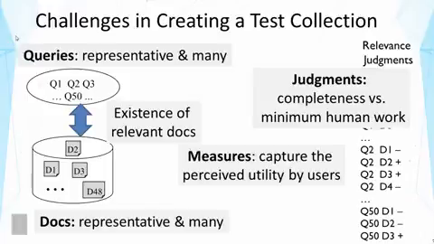For measures, it's also challenging because we want measures that would accurately reflect the perceived utility of users. We have to consider carefully what the users care about and then design measures to measure that. If your measure is not measuring the right thing, then your conclusion would be misled. So it's very important.